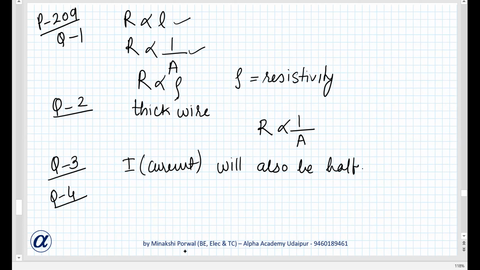Resistivity of alloy is higher. It has a higher melting point, and it does not oxidize when red hot. So these are the three reasons. Okay.